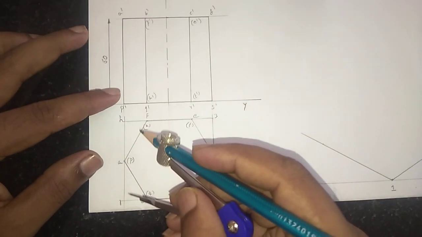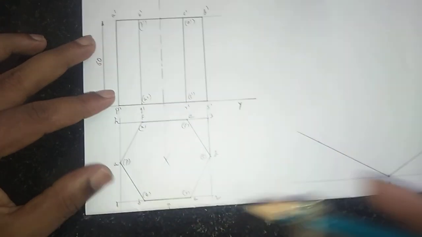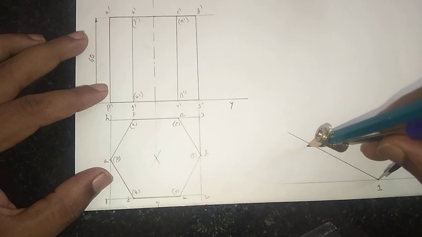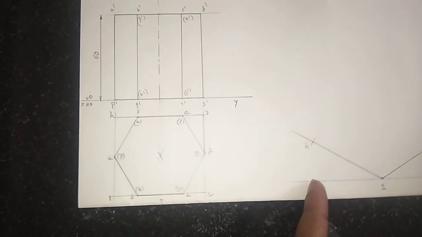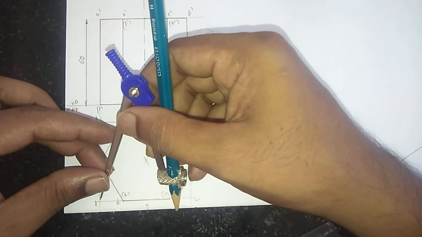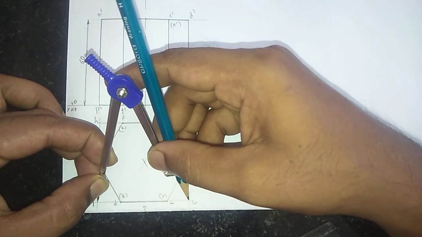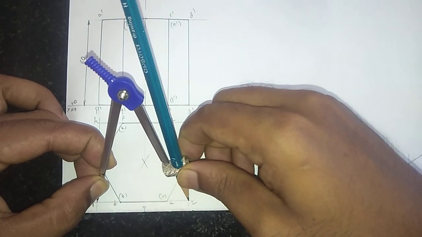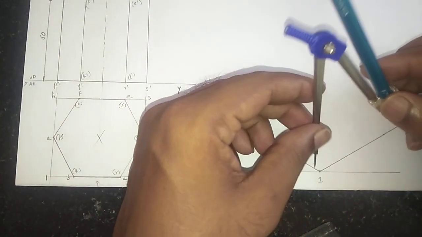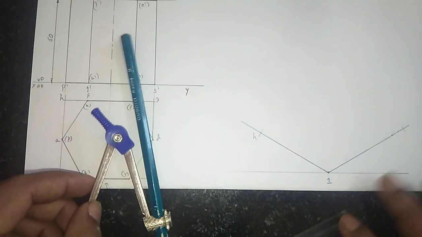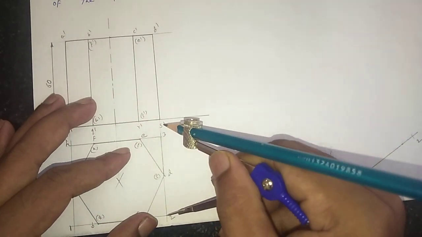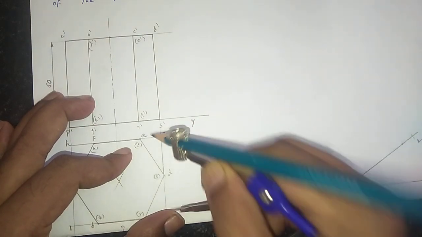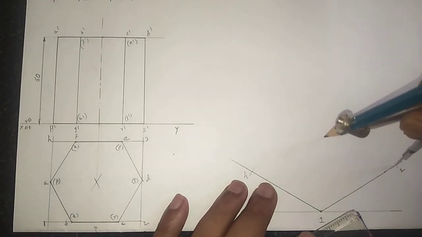And next take the compass and measure the distance of 1 and 4 and place it at point 1 and make one arc. So this is point number 4. And next measure the distance 1 and 2, place the compass at point 1 and mark the point here. This is point number 2. Then measure the distance 2 and 3 and place the compass at point 2 and make one arc.